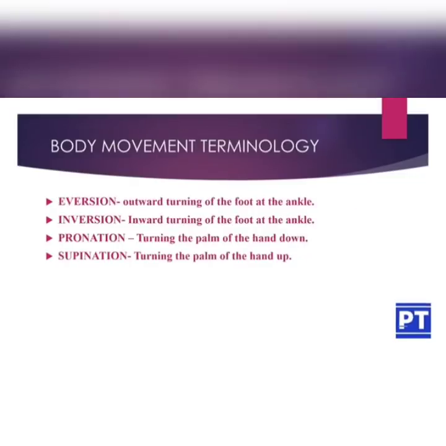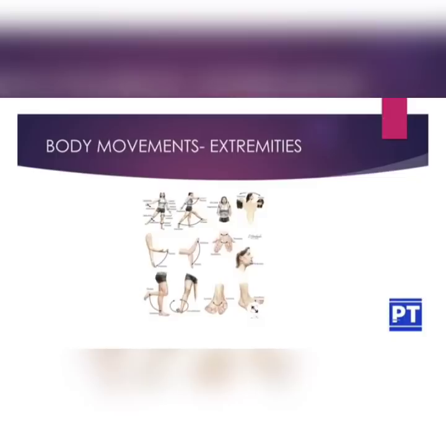Body movement terminology. Eversion, outward turning of the foot at the ankle. Inversion, inward turning of the foot at the ankle. Pronation, turning the palm of the hand down. Supination, turning the palm of the hand up. Here are some of the body movements of the extremities.